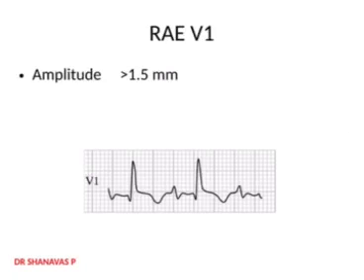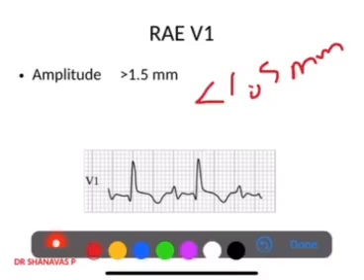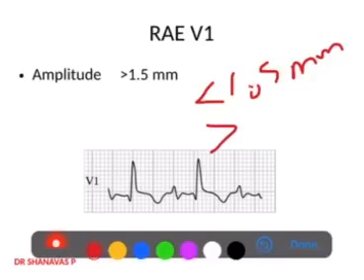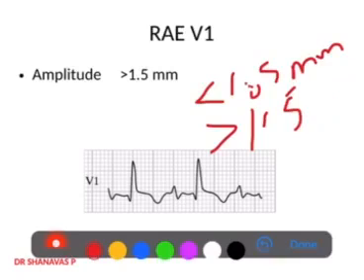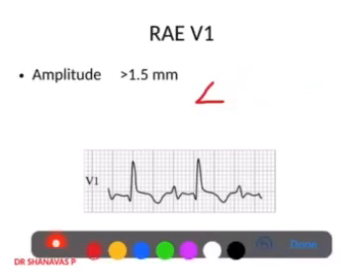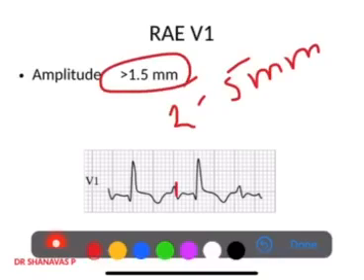In lead V1, what is the normal amplitude of the P wave? It is less than 1.5 millimeter. So if the P wave amplitude is more than 1.5 millimeter, we could say there is right atrial enlargement according to lead V1. In this ECG, what is the total P wave amplitude? It is nearly 2.5 small boxes, so the amplitude is 2.5 millimeter. That is more than 1.5 millimeter, so there is right atrial enlargement according to lead V1.